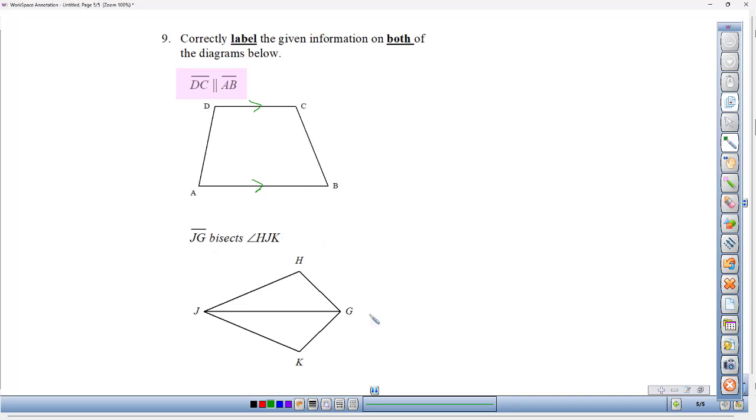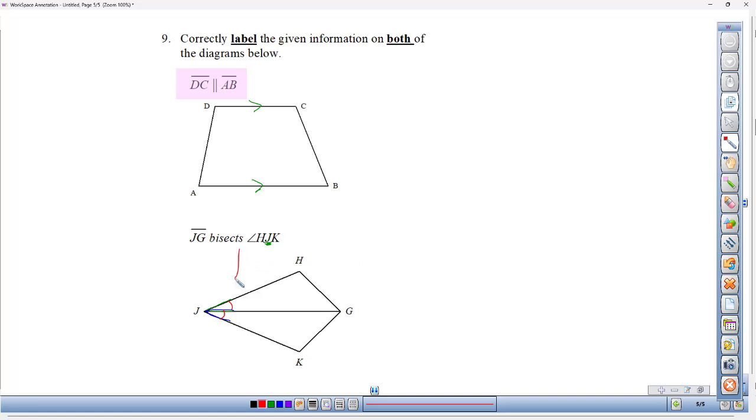So that's how you would mark it. Okay, then it says segment JG right here bisects angle what? HJK. What do you know about J? J must be the vertex of the angle. So HJK is this whole angle right here. And if it's getting bisected, wouldn't this angle and this angle be exactly the same? And how would we mark them the same? We'd put a matching number of loops on it.